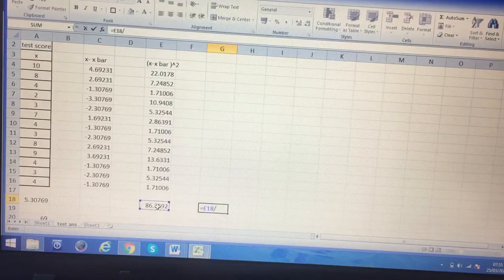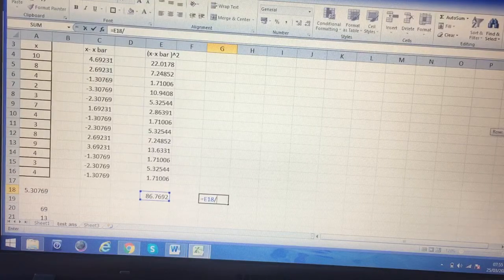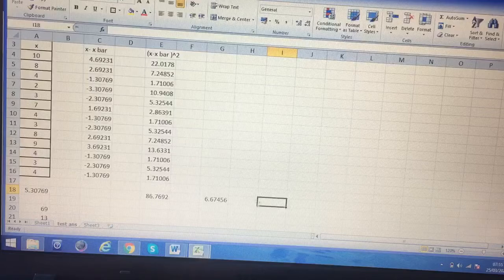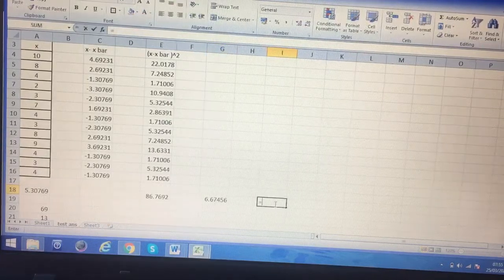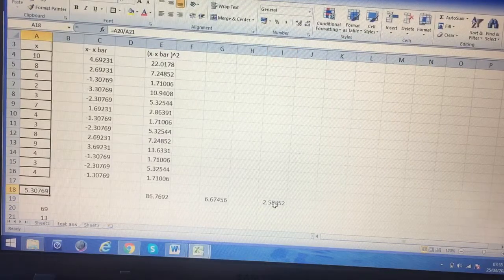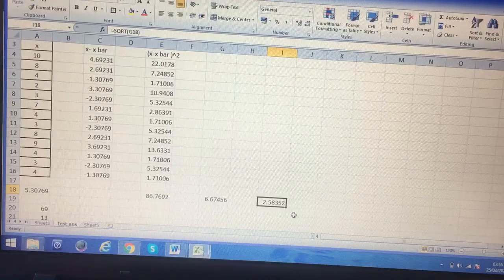So I have the answer to step 4 there. I'm going to divide it by the answer to 5, how many there were. Oh, look, there were 13. Thank you, Danny. Give me 2 seconds. That will give me the variance. And that's the answer to number 5. So to get 6, I have to square root it. And I get a mean of 5.3 and a variance of 2.58.